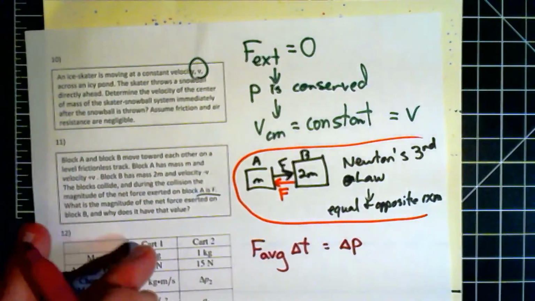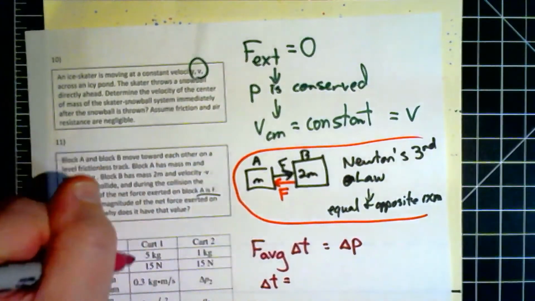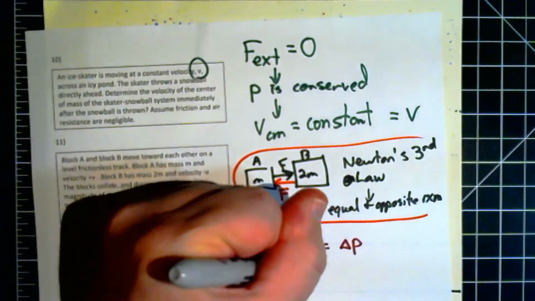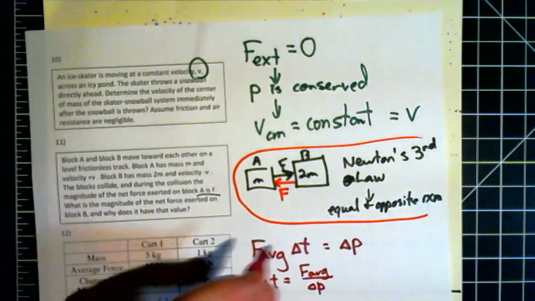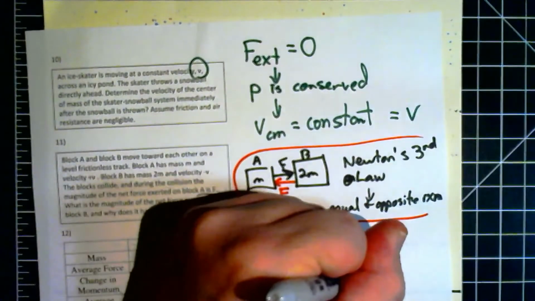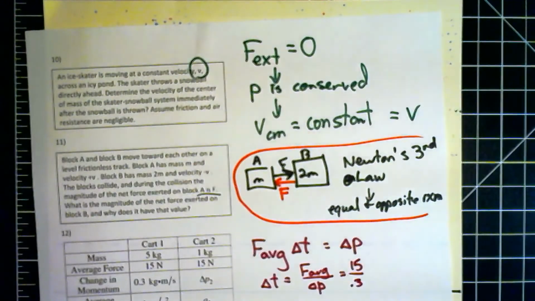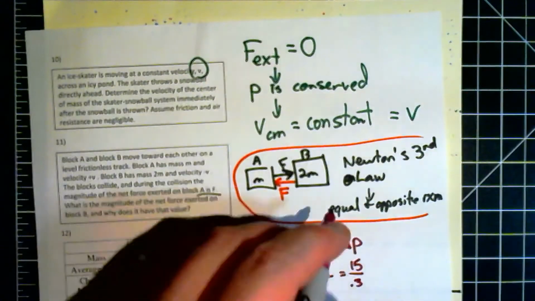The only thing we don't have on here is change in time, so I'm going to solve for the change in time, and this is going to be for cart number 1. So our average force is 15 newtons. Our change in momentum is 0.3. So 15 over 0.3 gives us a change. Oh shoot, I did that backwards.